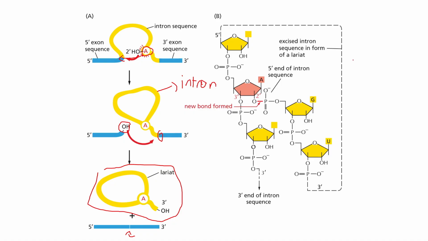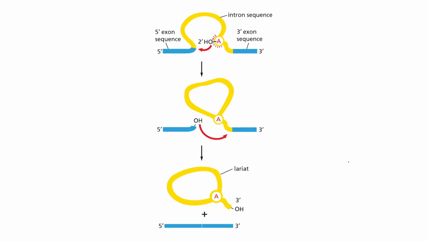Now, the structure of the lariat is structure B right here, or column B. So this is what a lariat will look like. You have a 5' end of the intron attached to the 3' end of the intron over here. The new bond that's forming is a phosphate bond. Okay? But that's essentially what the lariat looks like at its branch point.